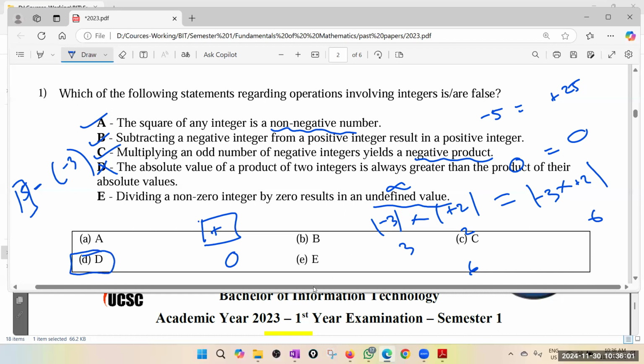Shall I go for E? Because it's not really undefined. It's actually infinity. Sometimes the examiner might take this as an answer, but usually it is not undefined. It is infinity. Because there are a lot of wrong answers, I will take a risk and I will mark this.